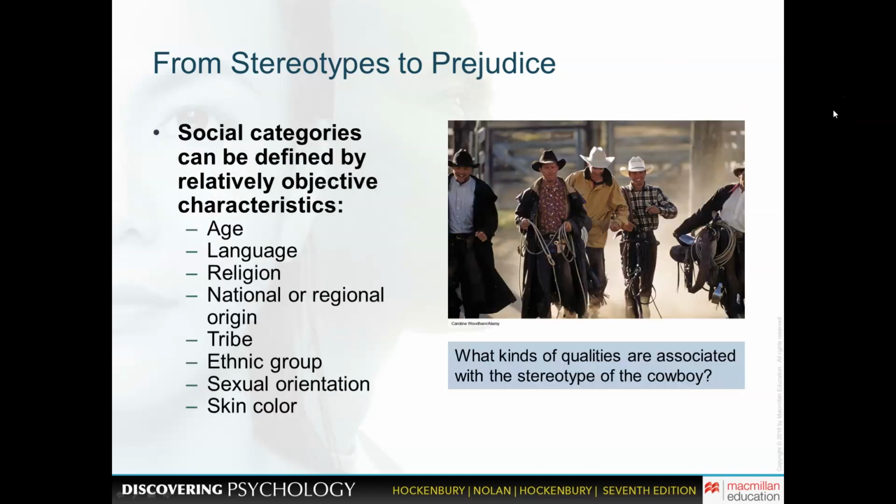Okay, just leave it at that. So we already talked about certain stereotypes. On this slide I just gave you some examples of certain stereotypes.